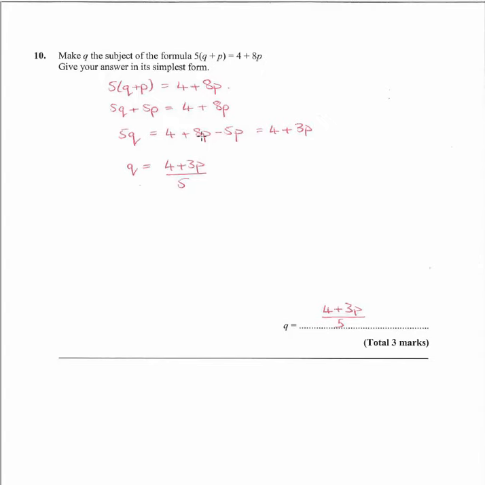Now there's several different steps to this, as you can see, and I've got 3 marks. So don't just do nothing. Have a go at doing what you can. Any step that is right, for example, getting rid of this bracket, that might get you a mark. Taking this 5P over to here, that might get you a mark. So do what you can.